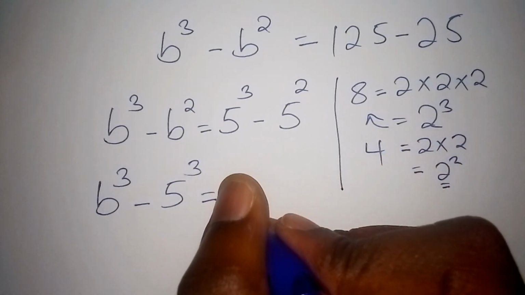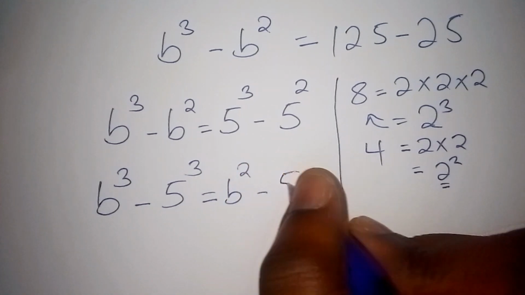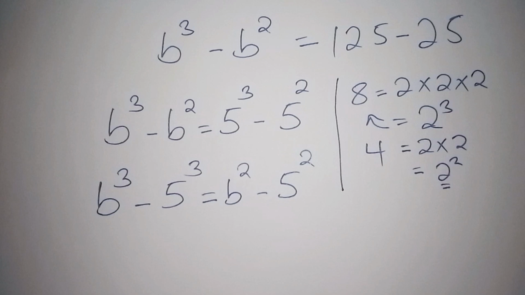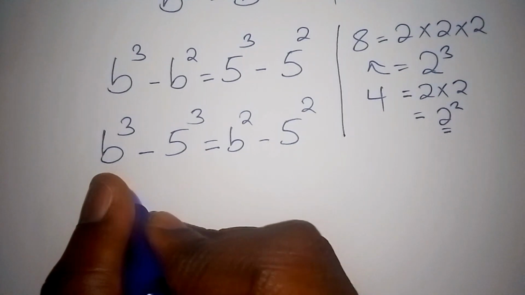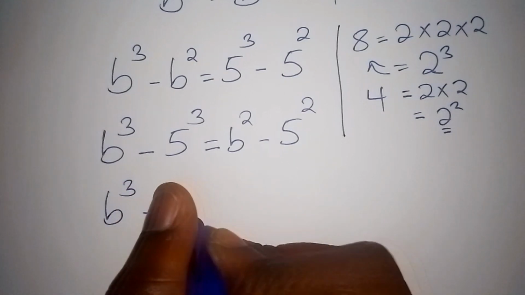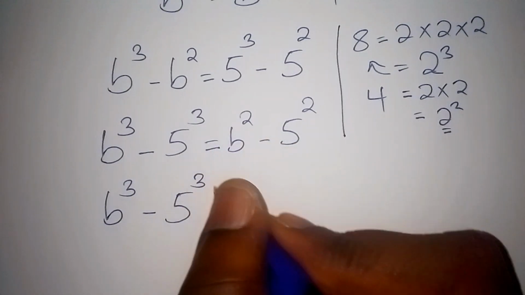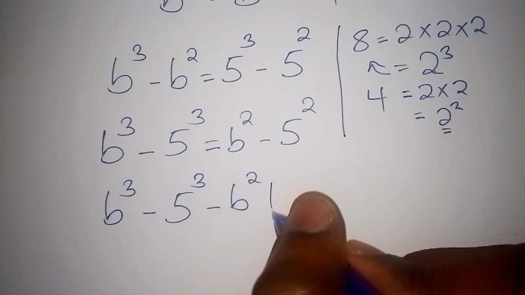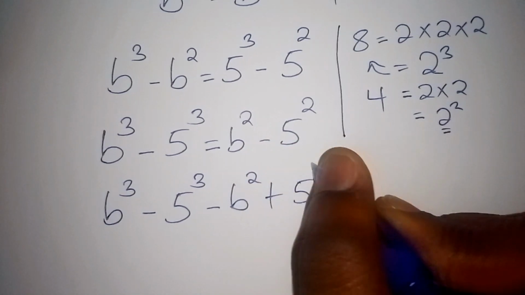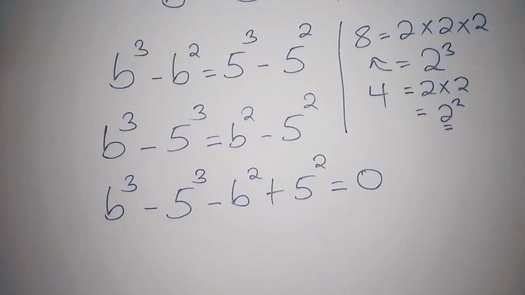When you cross the equal sign it shall be b squared minus 5 squared. So we can still write it in the best way possible by having b cubed minus 5 cubed, then minus b squared, then plus 5 squared, is equal to 0.